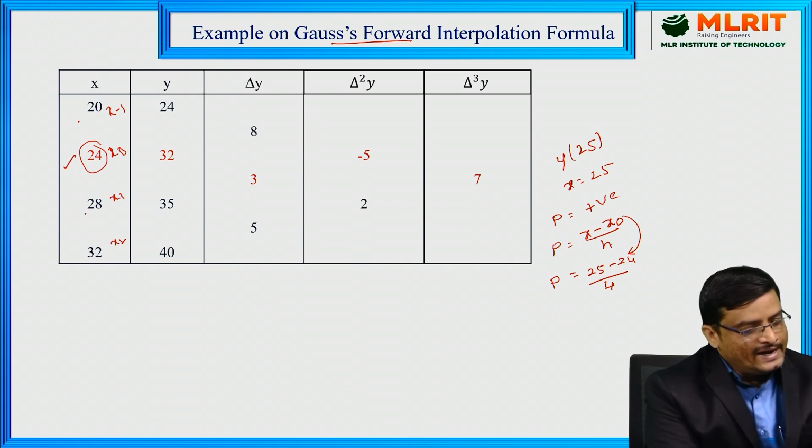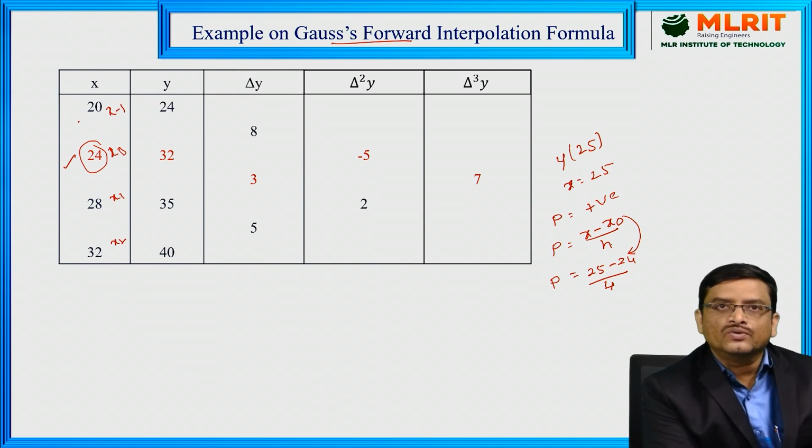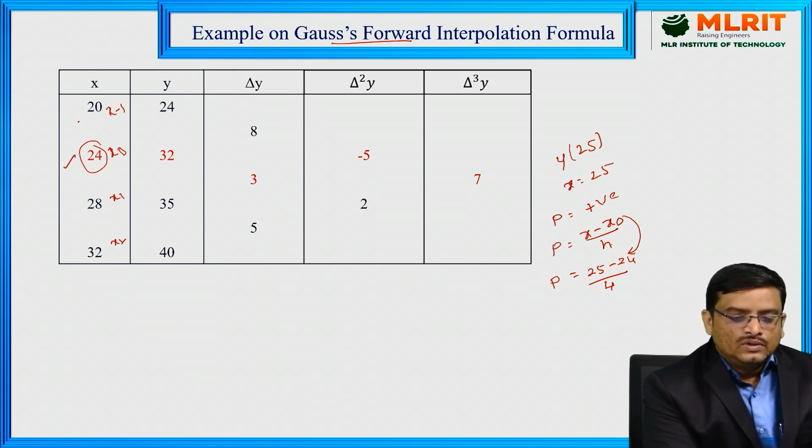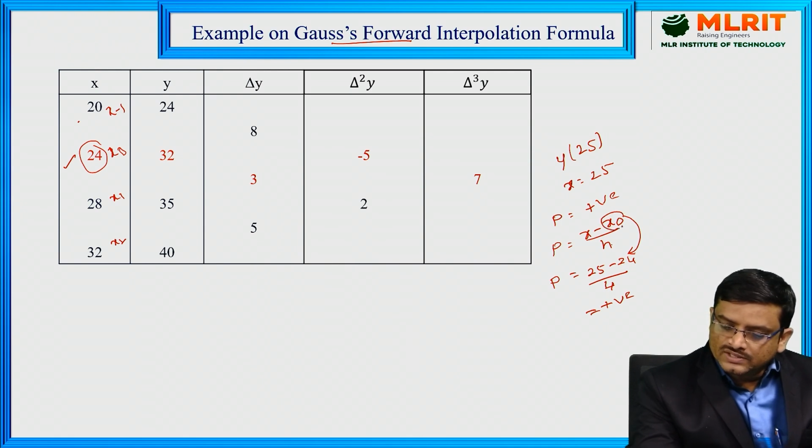So identifying the x naught value depends upon the formula you are using here. Since it is Gauss forward, according to our condition, the p value in the Gauss forward should be positive. In order to get that p value as a positive value, whatever value we consider for x naught should be less than x. Our x value is 25, so we have to consider an x naught value less than 25.